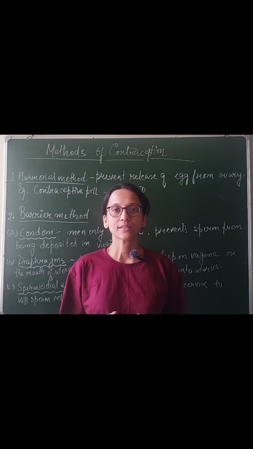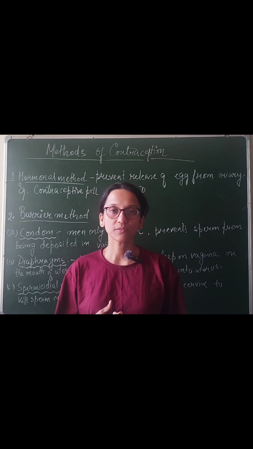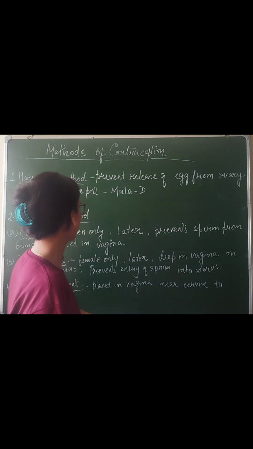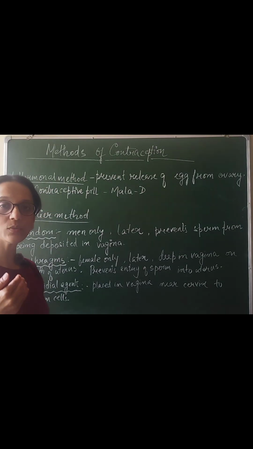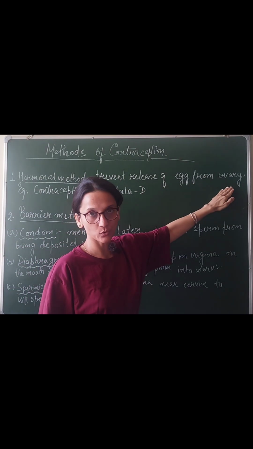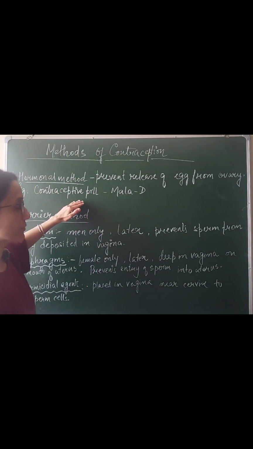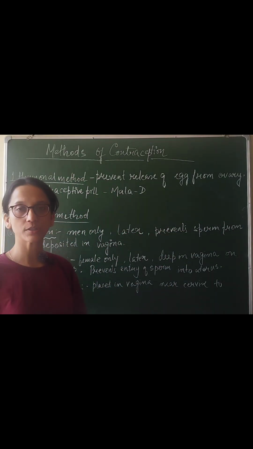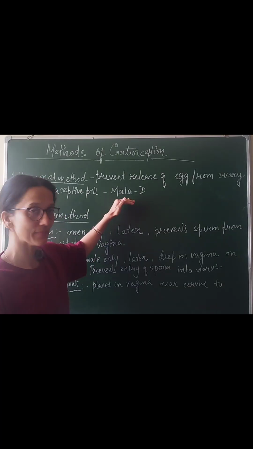So now let us quickly understand the various common contraceptive methods which are available. Number one, the hormonal method. Well, in this we give hormonal pills to prevent the release of egg from the ovary. These are also known as contraceptive pills, and the most common contraceptive pill available in India is Mala D.